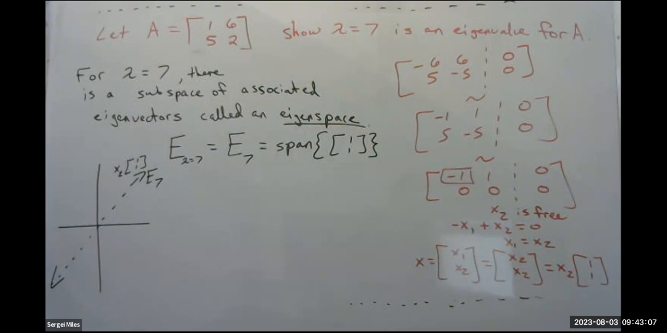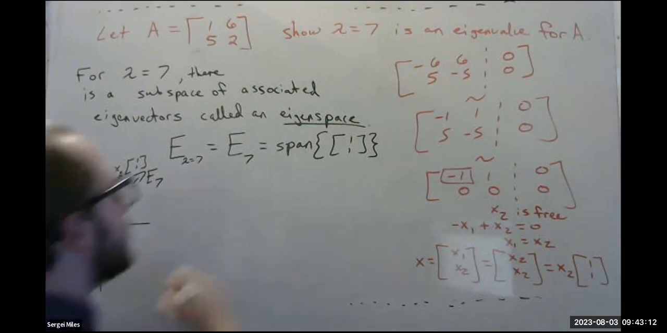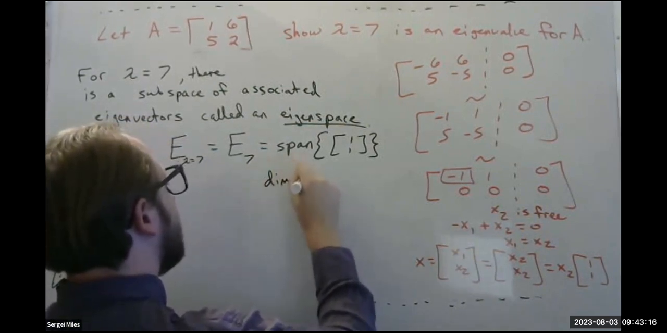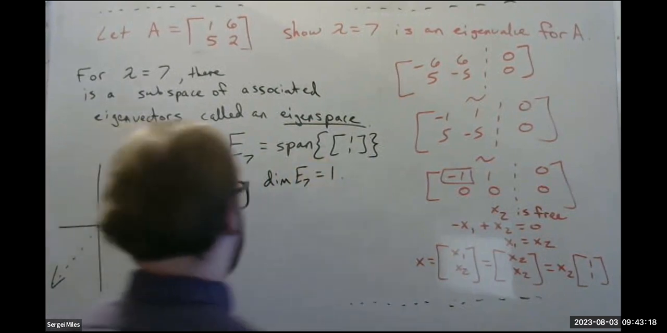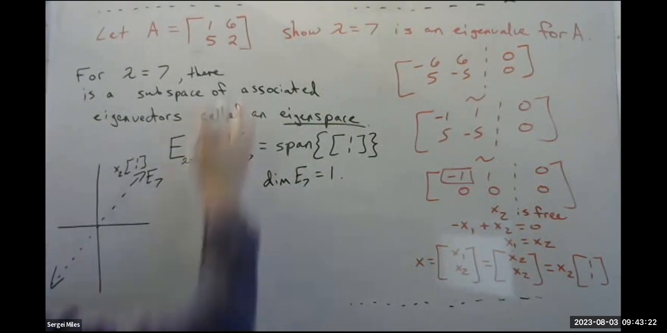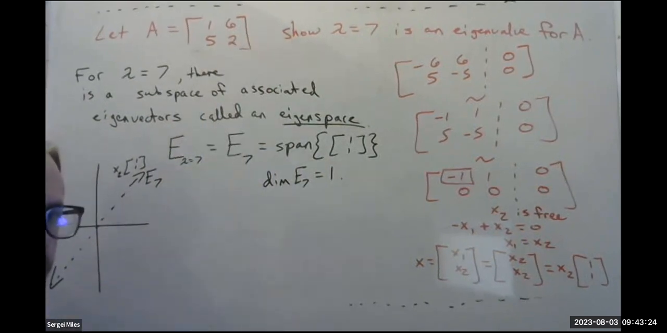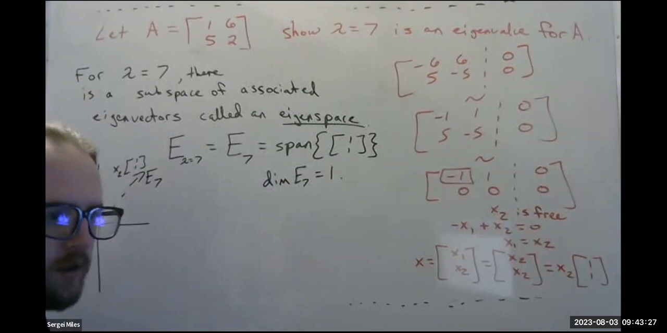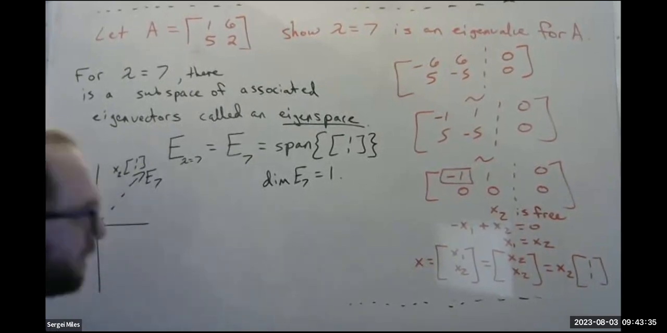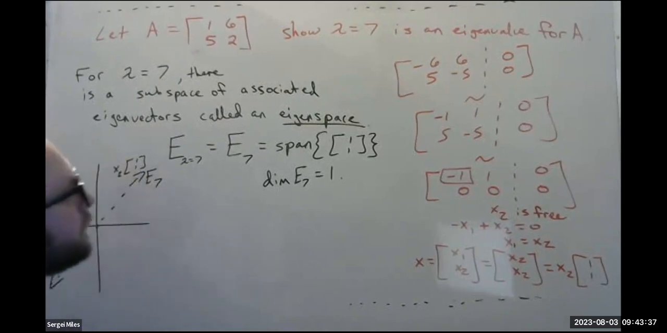All right, so this is nice. We can also see when we discuss dimension that the dimension of E7 is 1. All right, that's great. What else can we do? Well, if I continue with this problem, we might like to know, is this the only eigenvalue? Are there other eigenvalues? How do I find out?